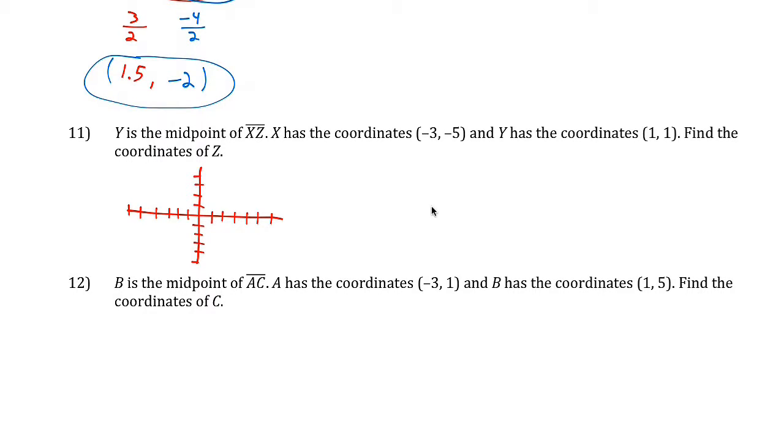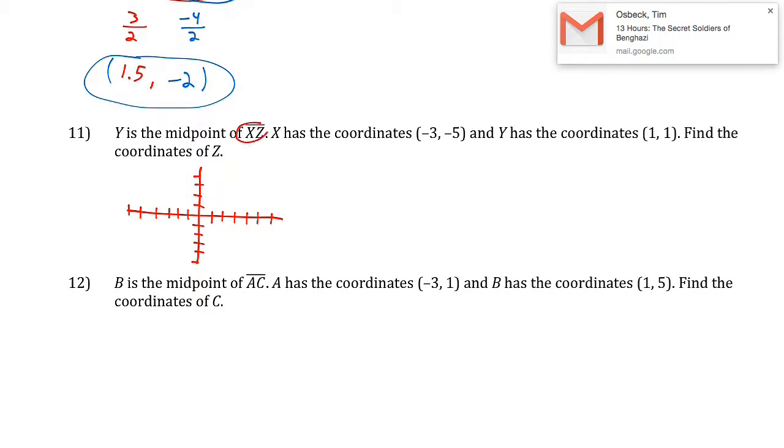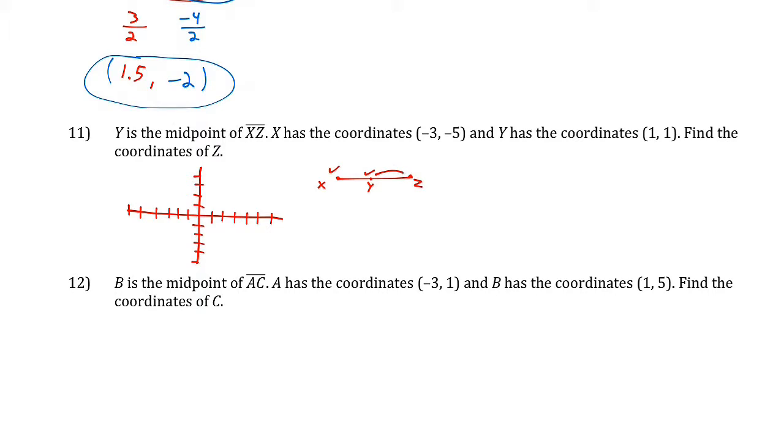This one's going to give people some fits, so let's think about it here. It says Y is the midpoint of XZ. So what we have going on here is we have this segment from X to Z, and we know the coordinates of X, but then it gives us the coordinates of Y, the midpoint, and we need to extend this to get to Z.